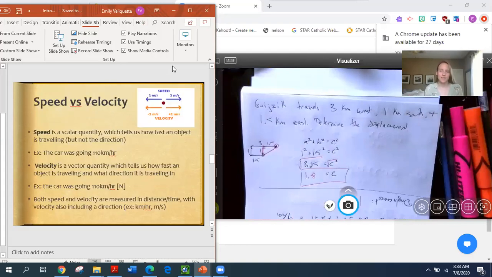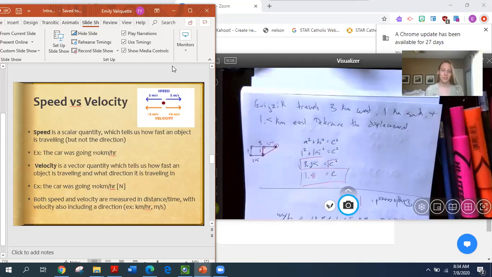Okay, so that is it for the distance and displacement comparison. Next, we'll move on to speed and velocity. Speed is scalar because it describes how fast an object is traveling, but not the direction of travel. For example, the car is going 110 kilometers an hour. That is a speed. Velocity tells us how fast an object is traveling and the direction that it's traveling in. For example, the car was traveling at 110 kilometers an hour north.